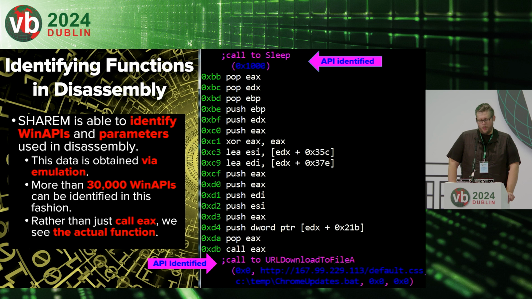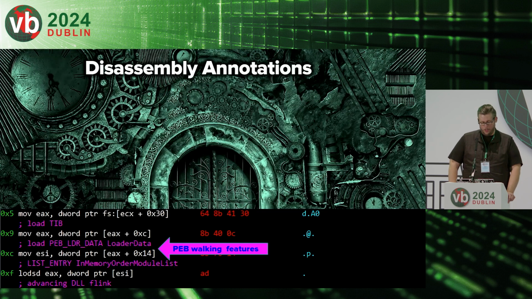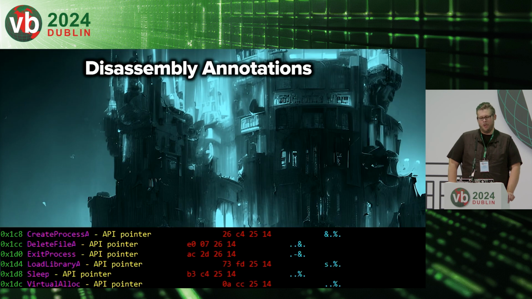And so we can integrate emulation data so we can identify the APIs and the shellcode. This is something that IDA Pro or Ghidra can't do. And provide also disassembly annotations like different PEB features, API pointers. So these will be generic areas that will be updated with the runtime address of the shellcode once it resolves those APIs, and then it can reference them.